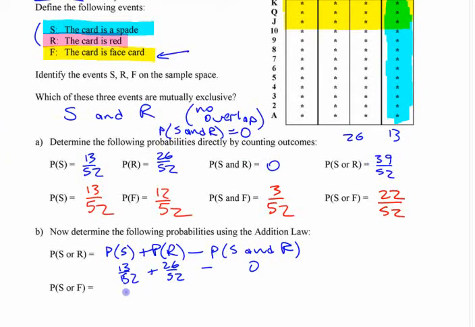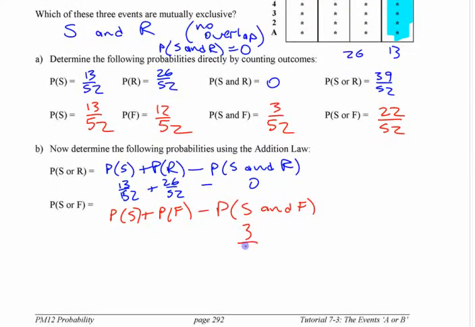If you work it out using your formula here, chance of S or F: chance of S plus chance of F, face card, minus chance of both of them, spade and a face card. You can see that the overlap is 3, which it is, 3 out of 52 here. I have to get rid of the picture for a second. 3 out of 52, and you know that this one is 13, and this one's 12. You can work it out indirectly as long as you know what that is, right? Add them and subtract the overlap to get your 22 out of 52.